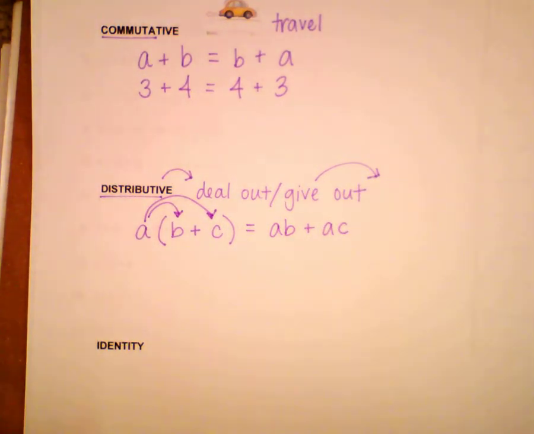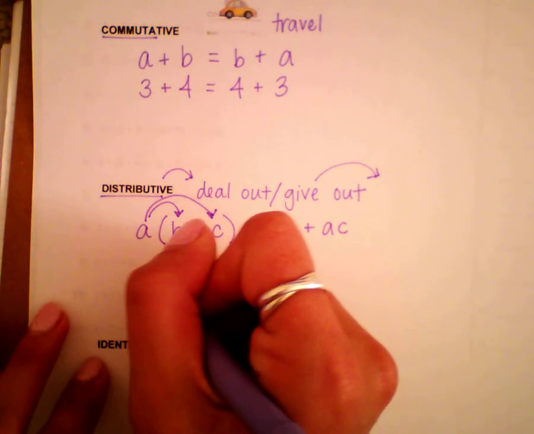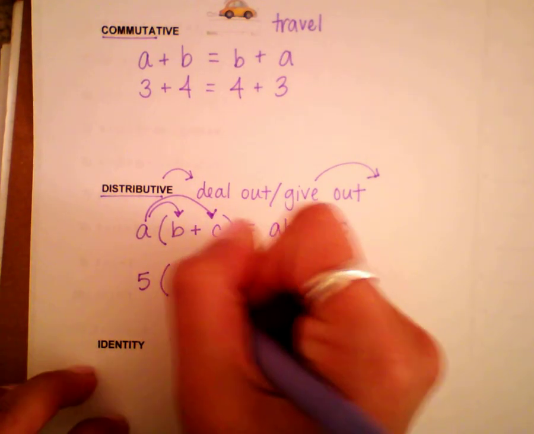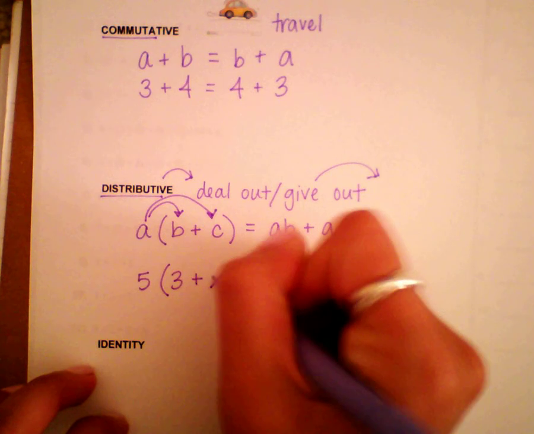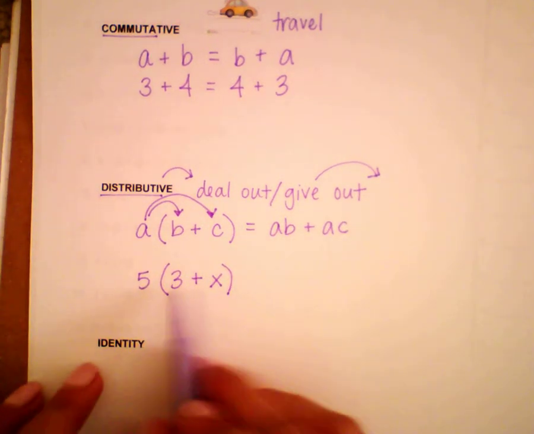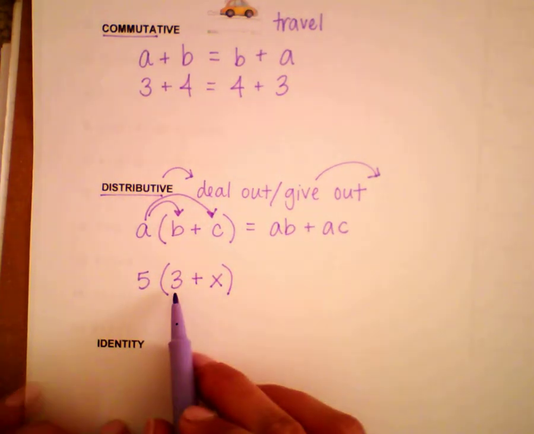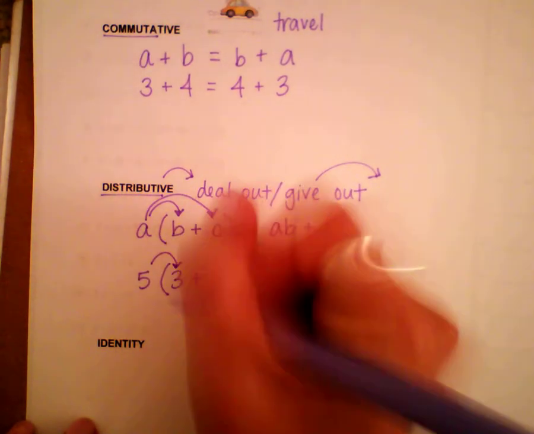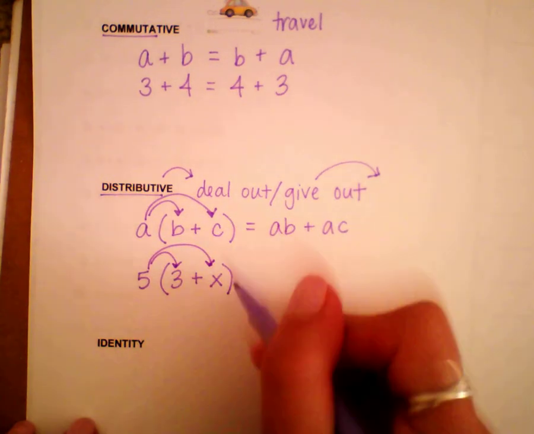Okay, and an example of this might be 5 times the quantity of 3 plus x. I cannot combine 3 plus x because 3 is just a digit and x is a variable. They cannot combine. But with distributive property, what I can do is distribute. I can hand out this 5 to each of these.